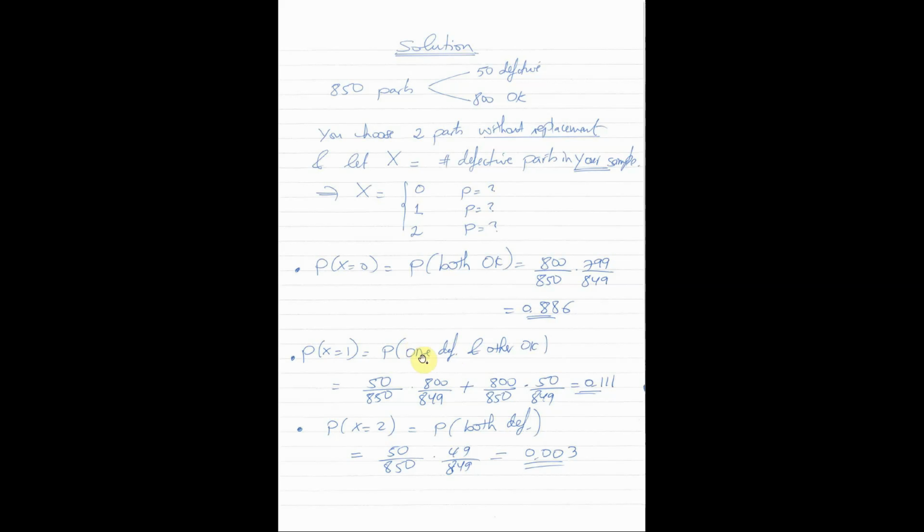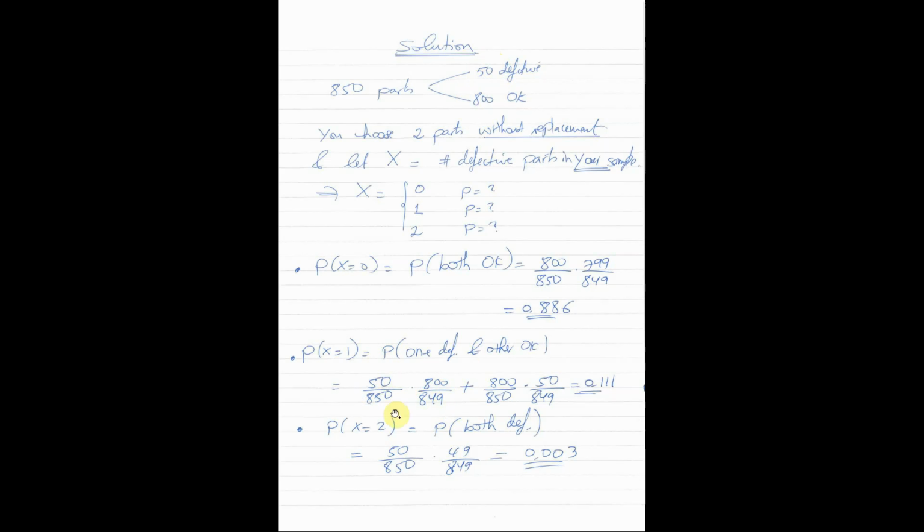The probability that the first is defective and the second one is okay. How can we get the probability that the first is defective and the second one okay? First is defective, it means it's coming from the 50. So 50 over 850. Now once we choose a defective item, what's the probability that the second one is okay, given that the first one is defective? It means the second one comes from the 800. Remember, if the first one is defective, then the 800 were not affected. So for the second, we have 800 over 849 because the total is one less.